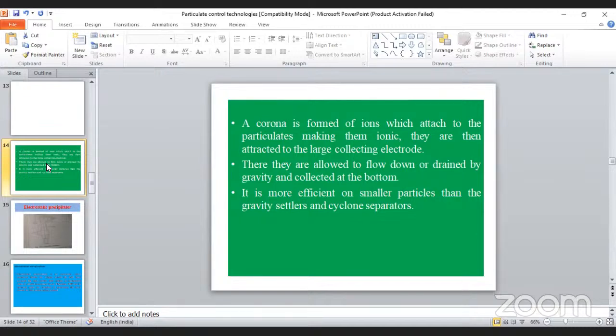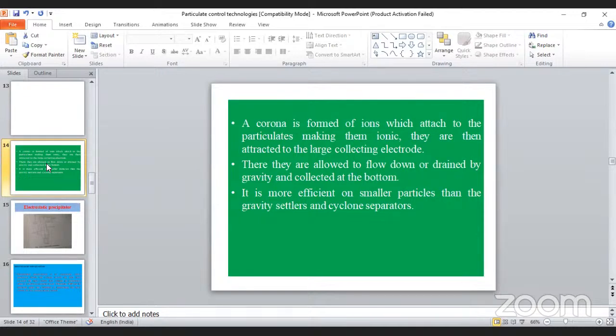Already you have the one wire. There you are giving more charge, high voltage. When you give high voltage, that makes the ions. That is called corona. Then when we send the gas stream, whatever particulates are there, those corona ions make them ionize. Now all are charged particles.